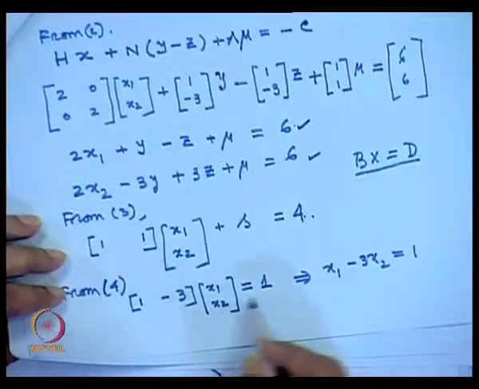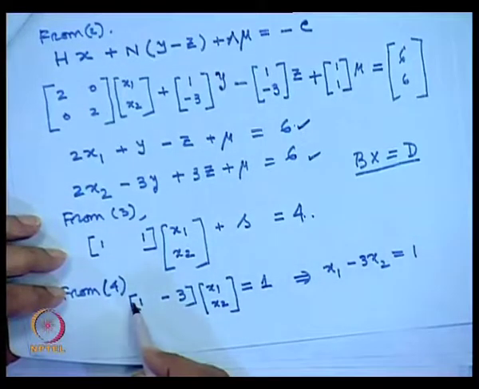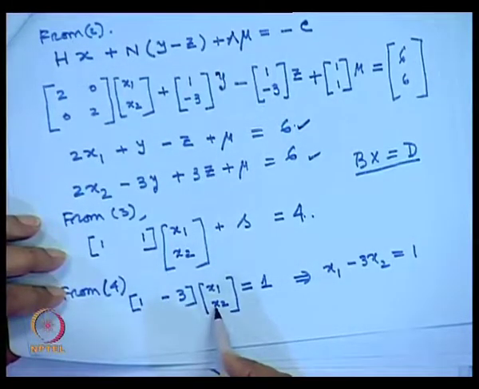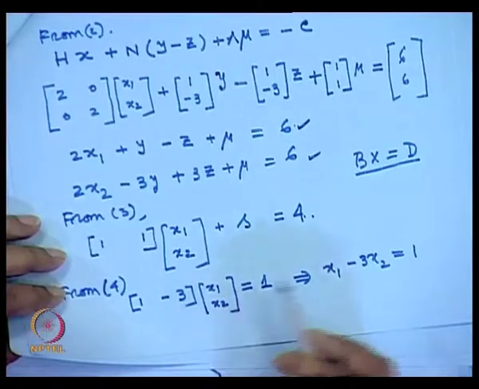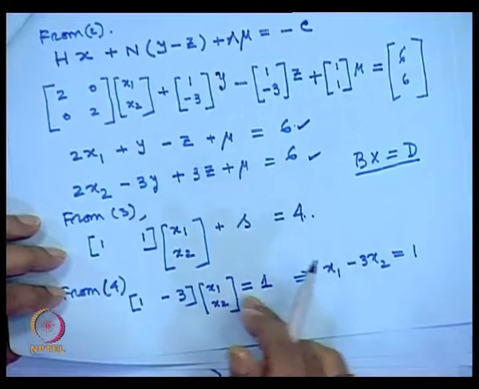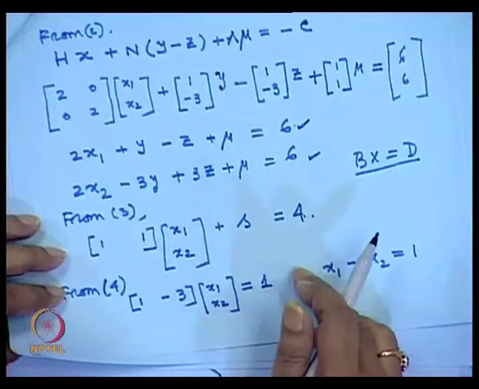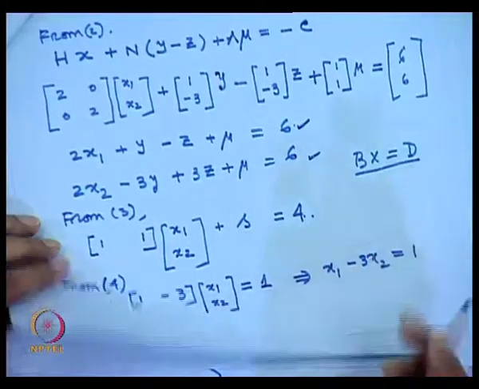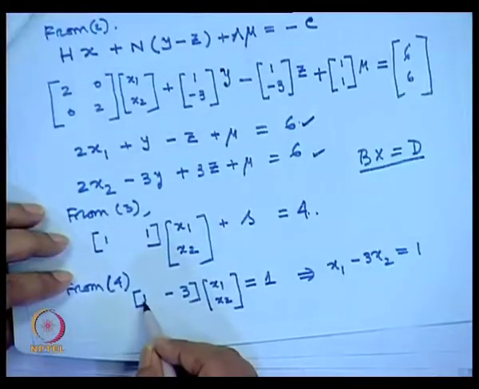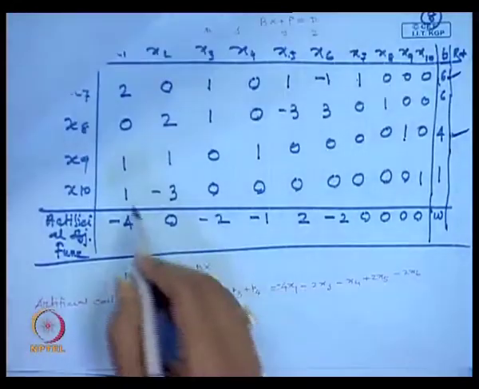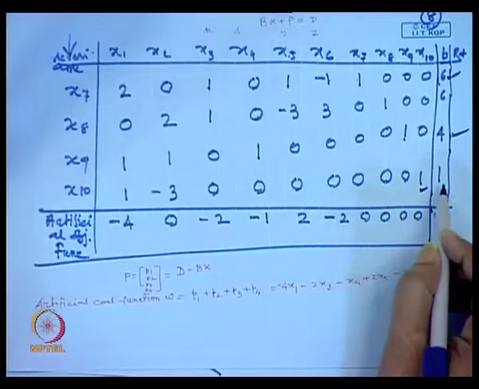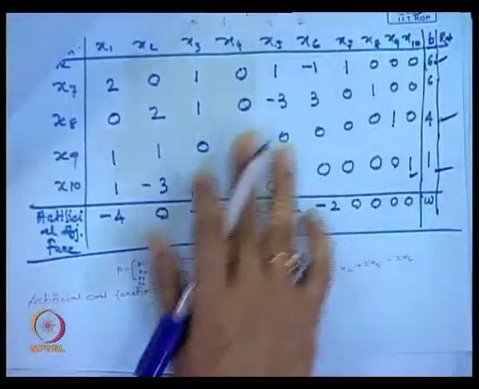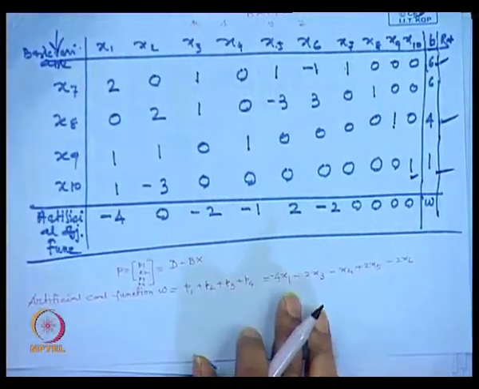Similarly, the last equation is nothing but x1 minus 3x2 plus an artificial variable p4, which we define as a new variable x10. So, it will be 1, then minus 3, and then the 10th position is equal to 1. That is how you get the artificial variables.